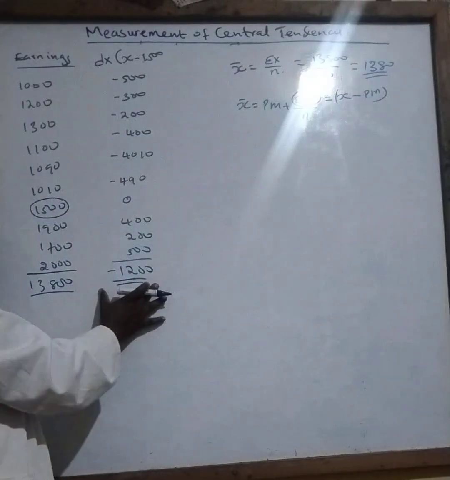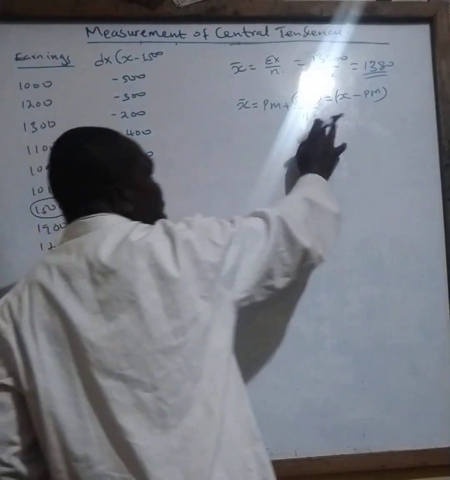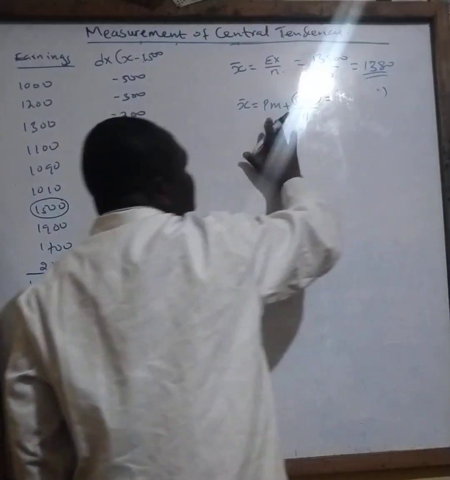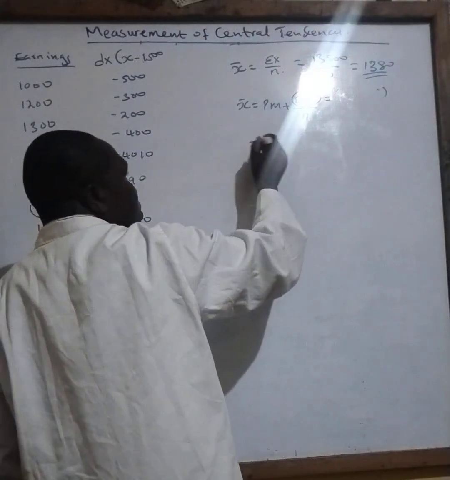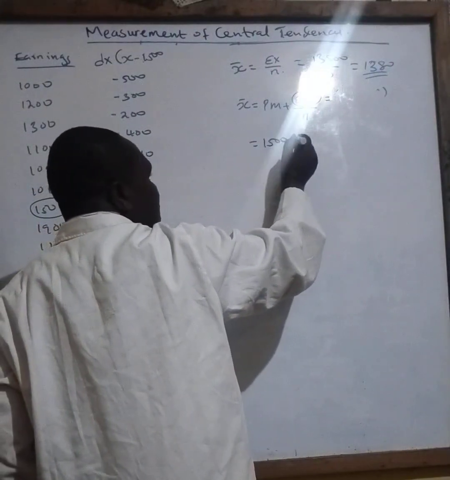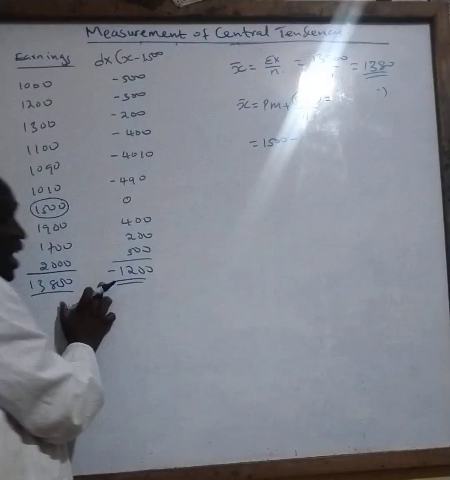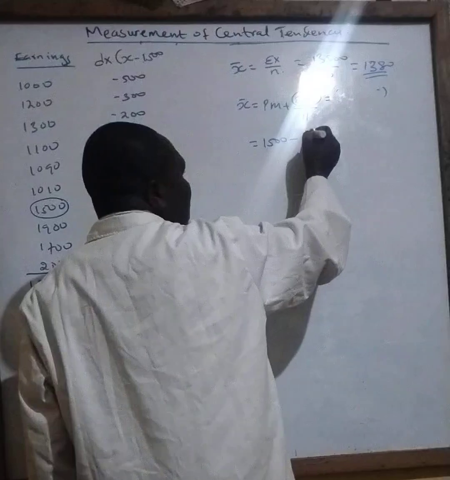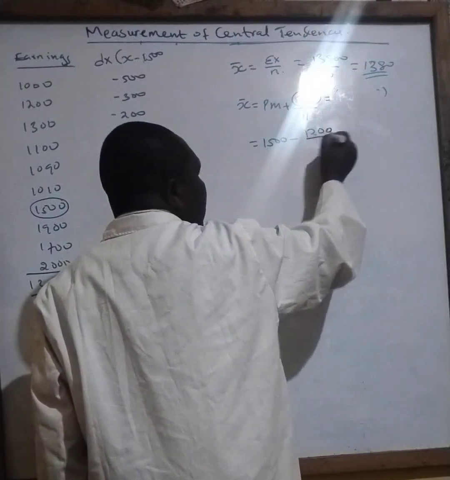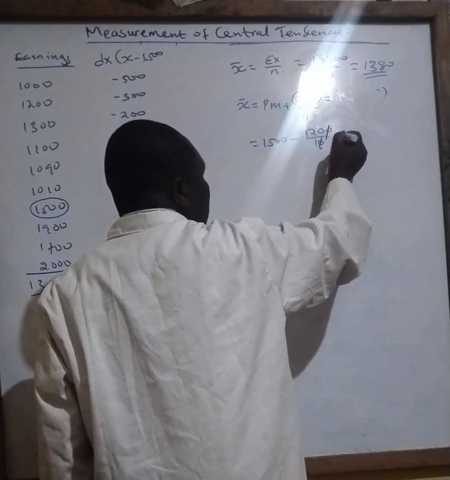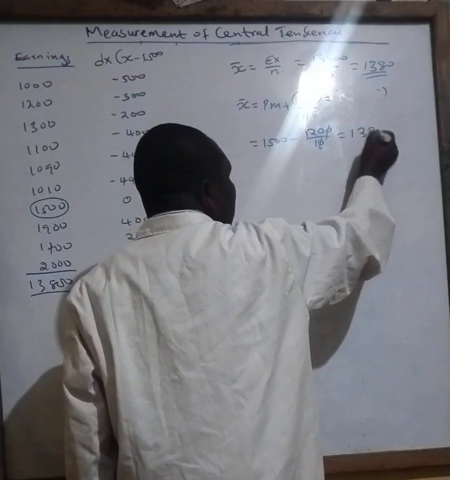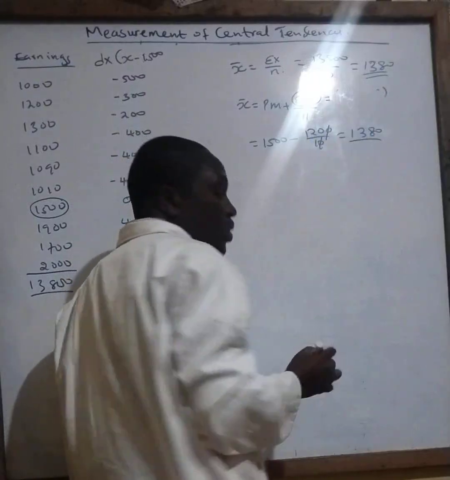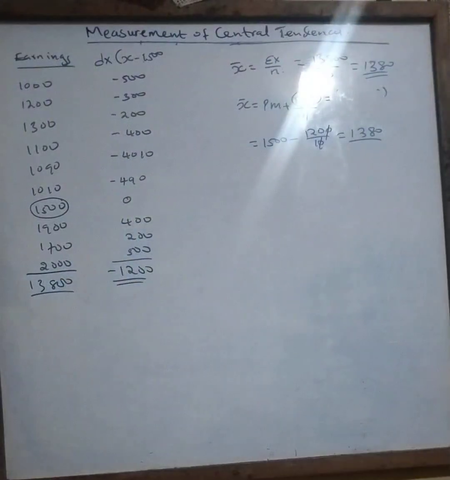Okay? Once you have this, you go to your formula here. Your formula was saying PM plus this. So it will be PM, which is the 1,500 you have selected, plus, because it is negative here, it will change that side. So it will be negative 1,200 divided by 10. So that you cancel. Your answer is 1,380. So you can see it is giving you the same figure as up there. Correct. We go to example 2.